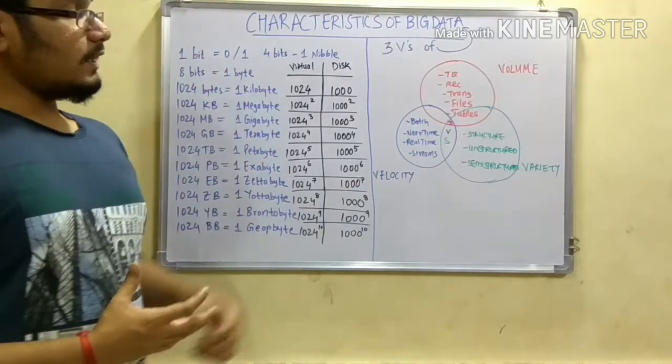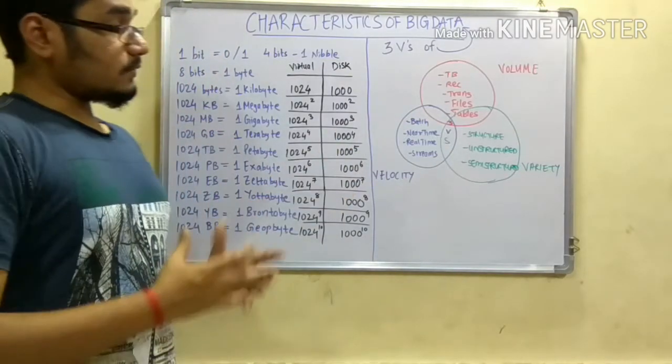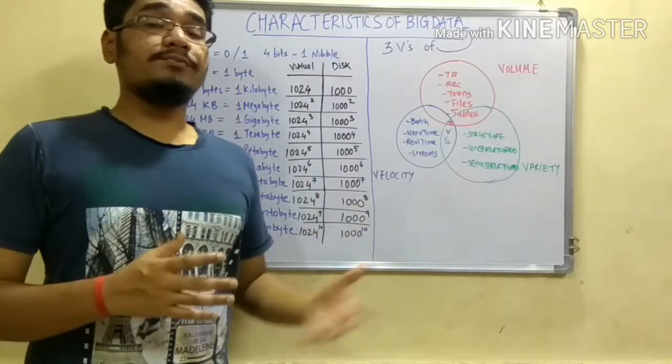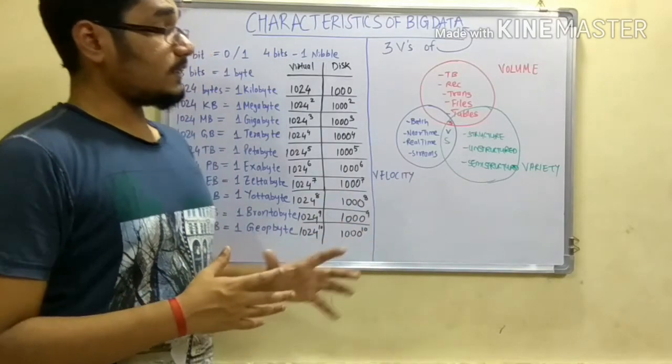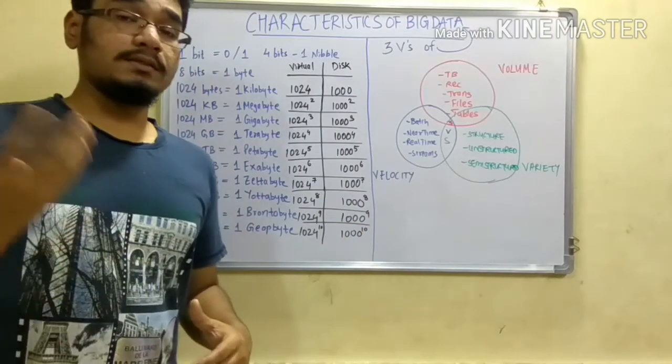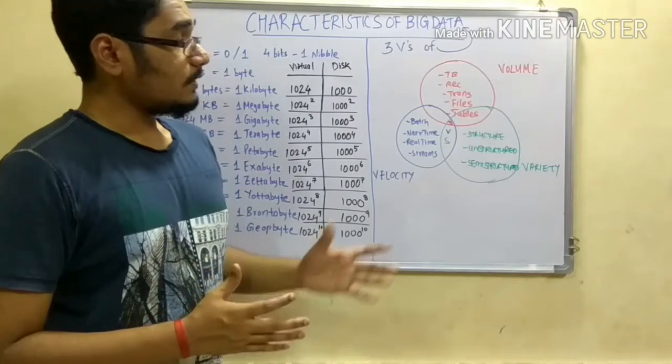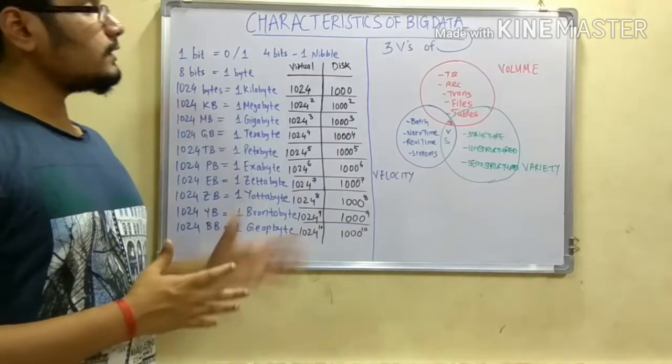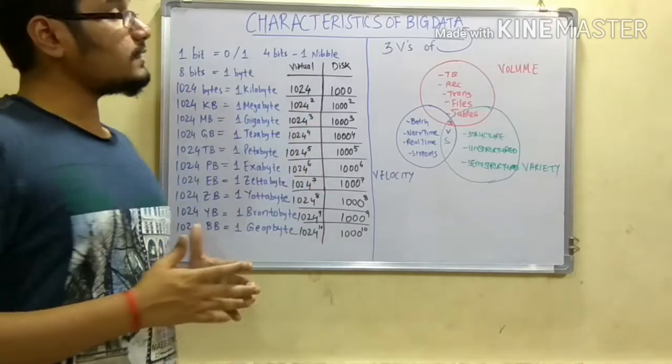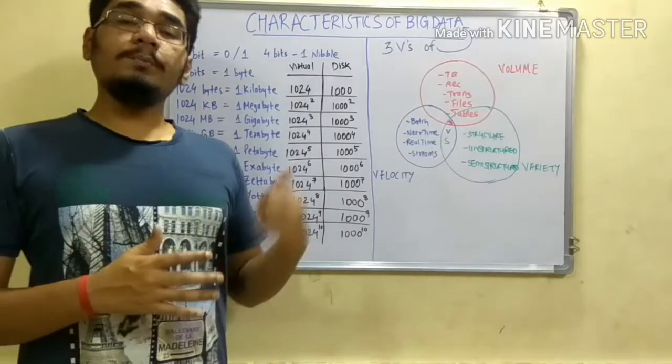Next is variety. In variety we consider the different types of data being generated, which are structured, unstructured, semi-structured and multi-structured. All these contribute to the 3 V's, or the 3 characteristics, of big data.